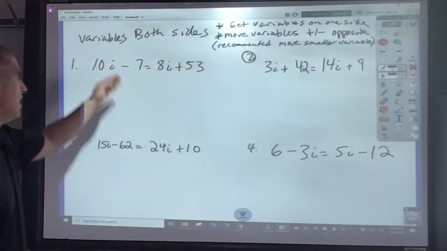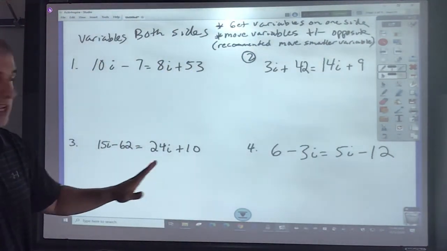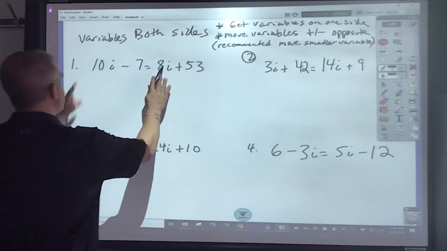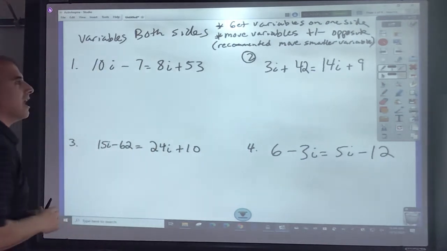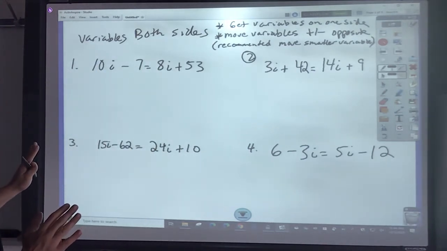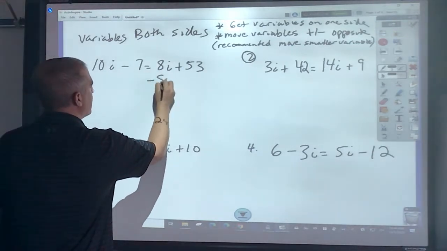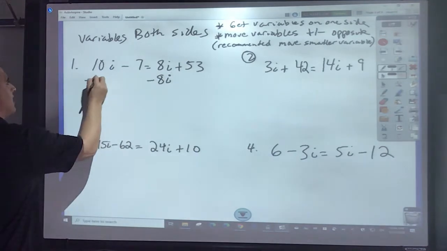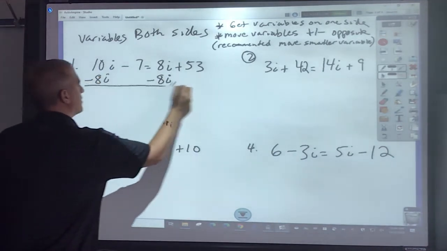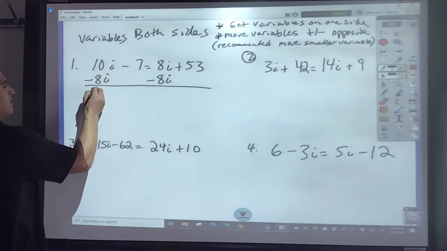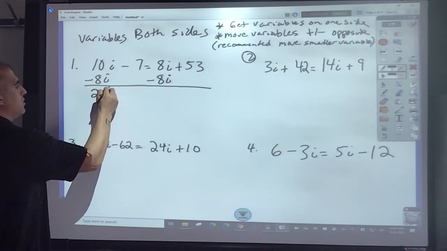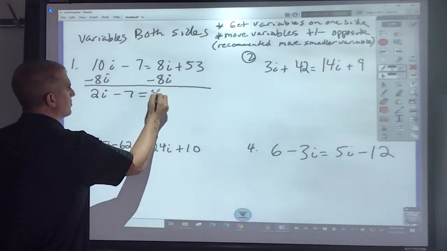I'll do this first example 2 different ways, and you'll see how you get the same answer. So, between the choice of 10i and 8i, I'm going to move 8i because it's smaller. If it's positive 8i, then I want to subtract 8i to both sides. So this will just be 10 minus 8, which will be 2i, minus 7 equals 53.